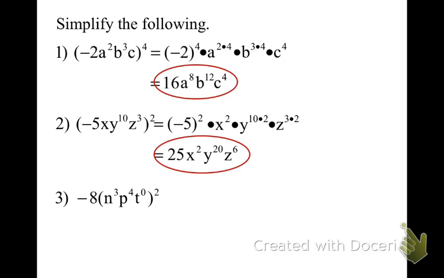All right, this one gets kind of sneaky. So, is there a power to the -8? No, because it's not inside the parenthesis. The only thing that is to the second power is everything in the parenthesis. That's what's touching it. So we have our -8. We've got n to the third power times the second power. We've got p to the fourth power times the second power. And we've got t to the 0 power times the second power. So that simplifies to -8, n to the 6th, p to the 8th, and t to the 0 times 2 is t to the 0 power. Remember, anything to the 0 power equals 1.